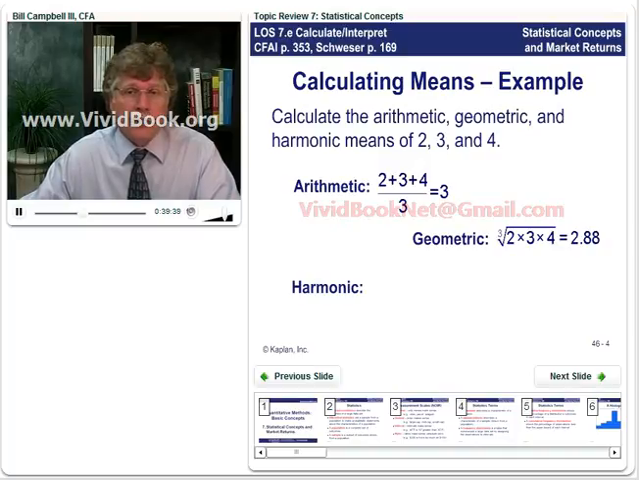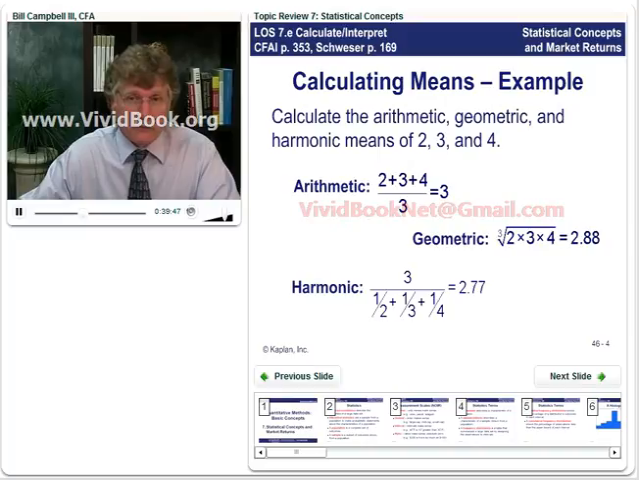Notice 2.88 is smaller than 3, just what I told you before. If the numbers aren't constant, the geometric mean will be less than the arithmetic mean. The harmonic mean: we take the reciprocals of 2 and 3 and 4, add those up, divide by 3, take the reciprocal of that, we get 2.77. Notice that is less than 2.88. When the numbers are not constant, when they differ, the arithmetic mean will always be the biggest, the geometric mean will always be in the middle, the harmonic mean will always be the smallest. That's a good point to remember.